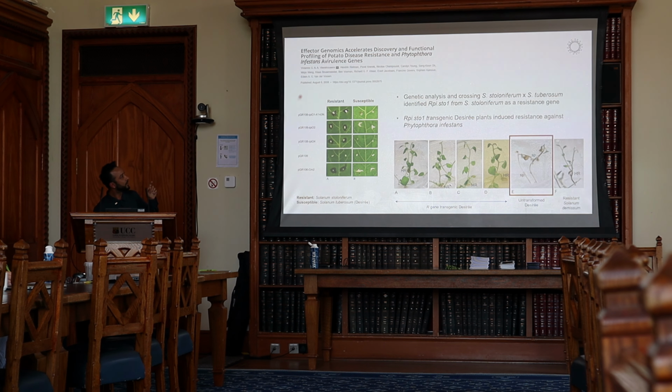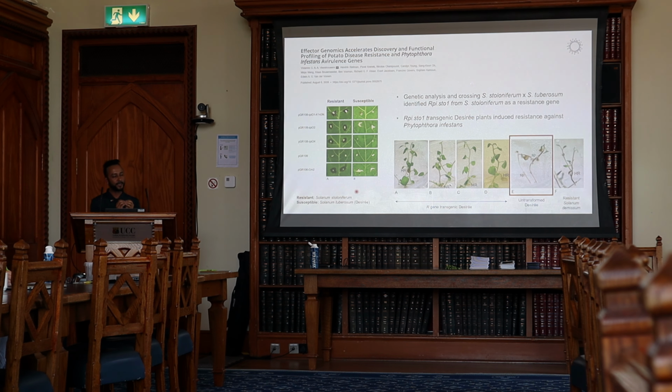And this was a resistant plant, and a susceptible plant. In the susceptible plant, the effectors have no function, but in the resistant plant, these effectors are being recognized by a potential resistant protein. So they did a comparative genomic study between the resistant plant and the susceptible plant and found that one of the genes was very dominant in the resistant plant, which led to the discovery of one of the resistant genes, RPISTO1, from the potato cultivar Solanum stoloniferum.